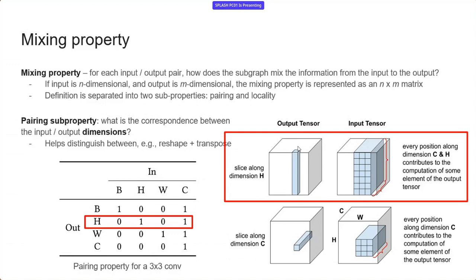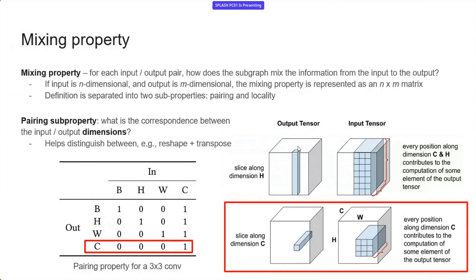What we see is that when you're computing the output slice, you have to access at least one element along every position of both the channel and height dimensions. In other words, the pre-image contains a slice of both the channel and height dimensions of the input tensor. So we're just going to put a 1 in the height and the channel columns on the left and a 0 in the other two. The same thing for the channel column. We take a slice of the channel, look at the pre-image, and we see that only the channel dimension in the pre-image contains a full slice. So we put a 1 in that column and a 0 in the other ones.